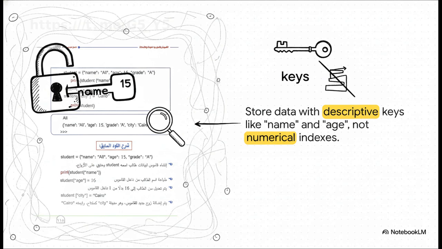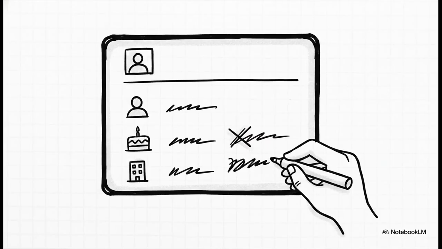And here's what that looks like in actual code. We're creating a dictionary to hold info about a student. The key name points to the value Ali. The key age points to 15. See how much clearer that is? Instead of having to remember that the name is at position 0, you just ask for the name. The code explains itself.